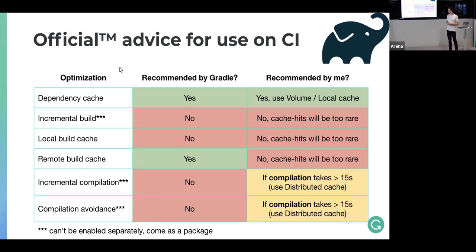Now, when we come to incremental compilation and compilation avoidance, it is useful to use those features if compilation takes a while for your project. But this is also pretty rare. Most projects would compile in less than 10 seconds, unless they're really huge. Maybe an auth server would take more. I have not tested it on an auth server. Maybe that would make sense there. So if your project takes a while to compile, then I would advise using distributed GitLab cache to store incremental compilation information and use it across your runners.